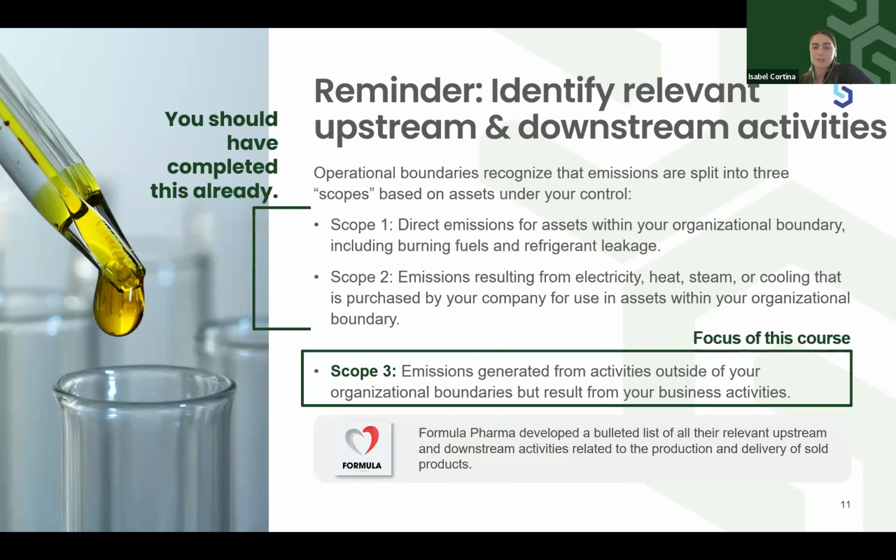The focus of our time together here is on your Scope 3 emissions, which are generated from activities outside of your organizational boundary, but are a result of your own business activities. In our example of Formula Pharma, they began by developing a bulleted list of all of their relevant upstream and downstream activities related to production and delivery of sold products, and this will help them to begin categorizing and breaking down their Scope 3 emissions categories.